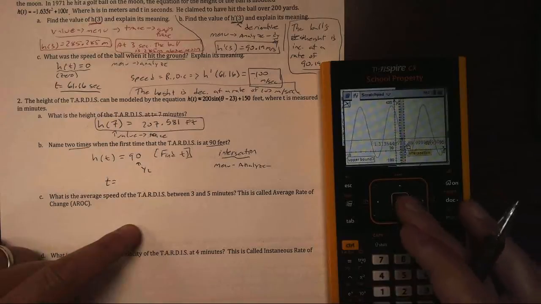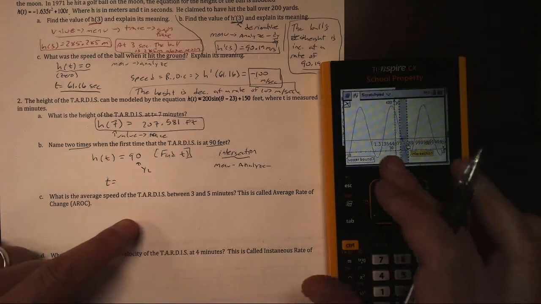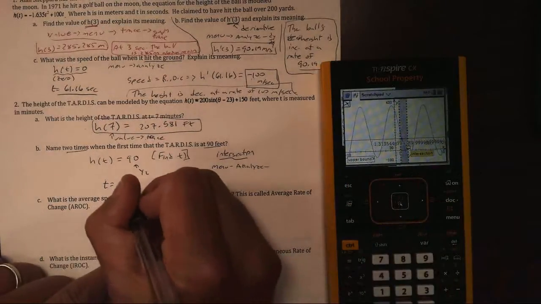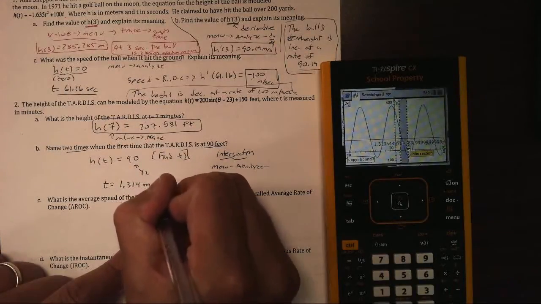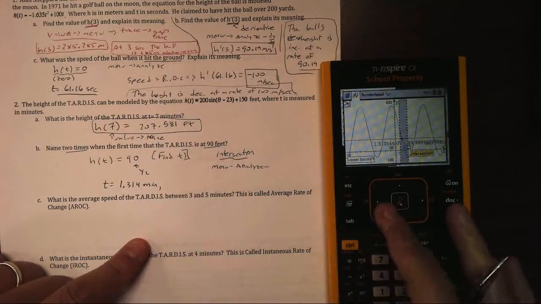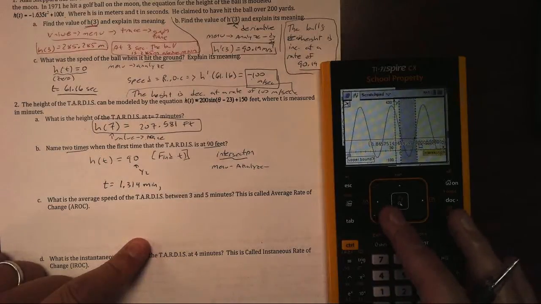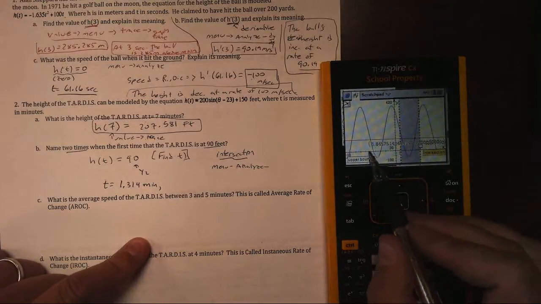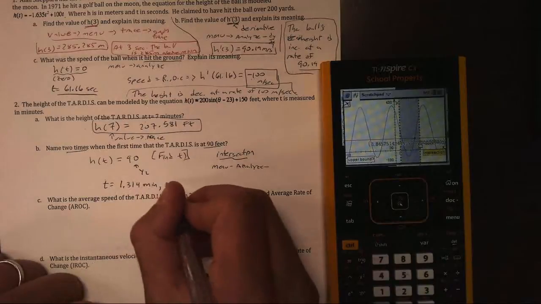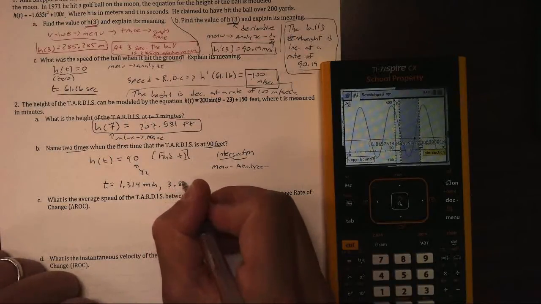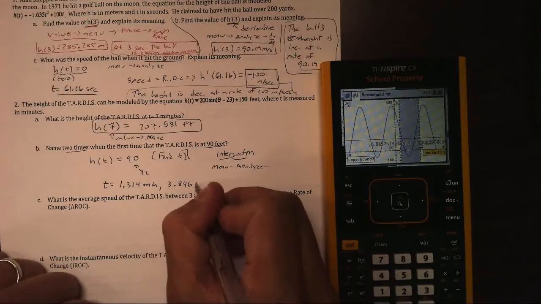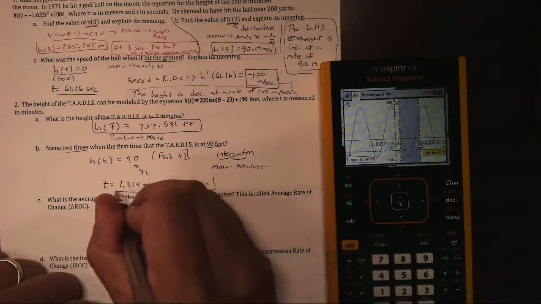Now if I scroll over, if you notice, it gives me a time right there. So my first time is 1.314 minutes. And the other one, if I keep scrolling, I want the other one. If I just keep scrolling again, it's going to give me the other one right here. And I get 3.846 seconds. Minutes, sorry. So those are your 2 times.